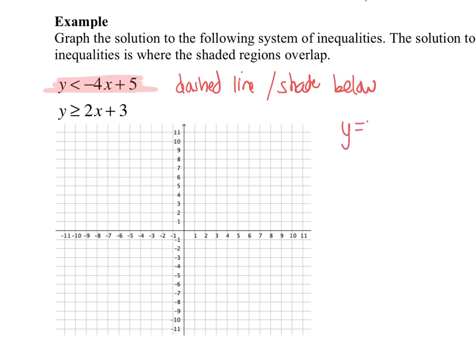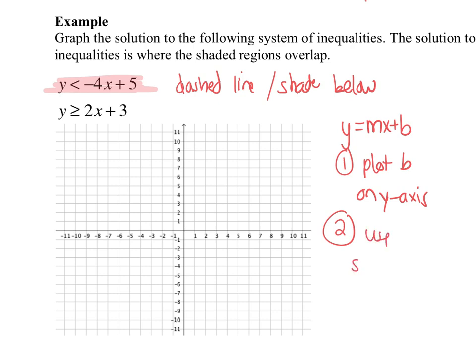Remember, it's in y equals mx plus b. So remember, your first step is to plot the b on the y-axis. And then your second step is to use the slope, knowing it means rise over run, to plot another point. Okay? So first I'm going to plot my first point at 5, right there on the y-axis. And then my slope is negative 4, so I'm going to go down 4, right 1. And then from there, I'm going to make a dashed line because of my inequality symbol. So my best dashed line there. Okay? I'm going to hold off on the shading until I graph my second equation.